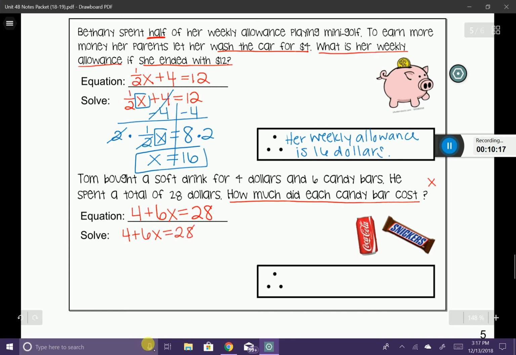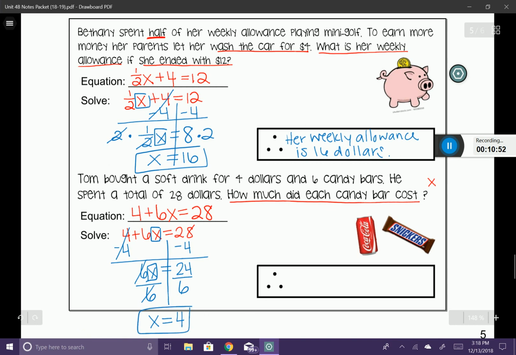All right, I'm going to go ahead by putting a box around my variable and drawing a line down my page to separate my equation. And I'm going to subtract 4 on both sides first. 4 minus 4 is 0, leaving me with 6x is equal to 24. But I'm not quite done. I have to put a box around my variable again. And this time, I'm going to divide both sides by 6. My 6s are going to eliminate. x is equal to 4.